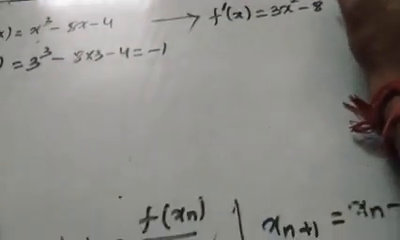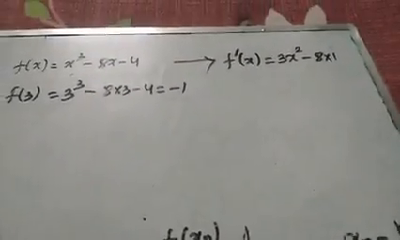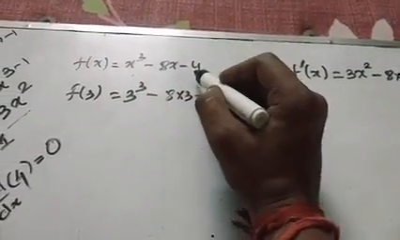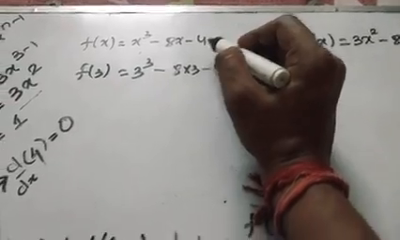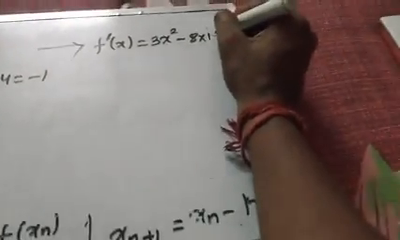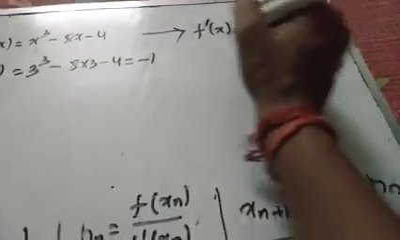So in place of 8x we write 8 times 1, minus. The next is 4. 4 is a number. Number means constant, and the differentiation of a constant is 0. So in place of 4, as the differentiation of 4 is 0, we are going to write 0. So finally, what is f dash of x?